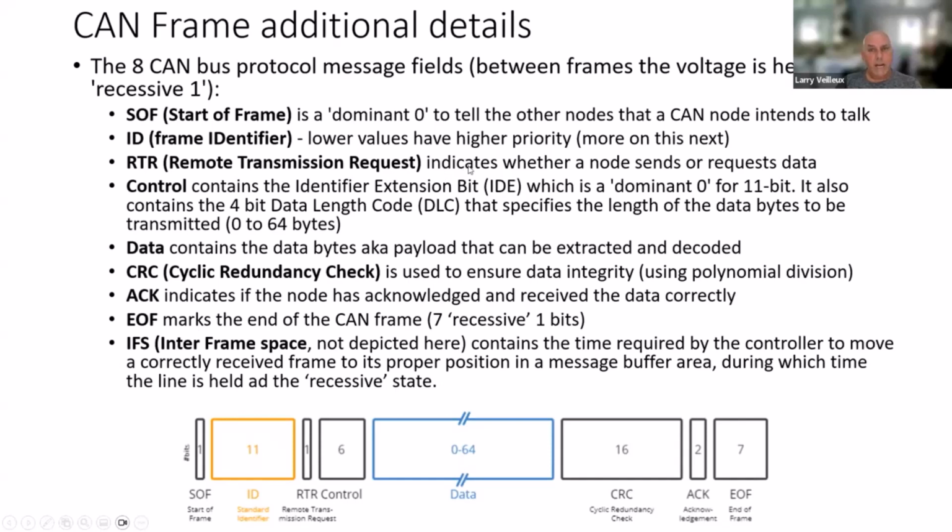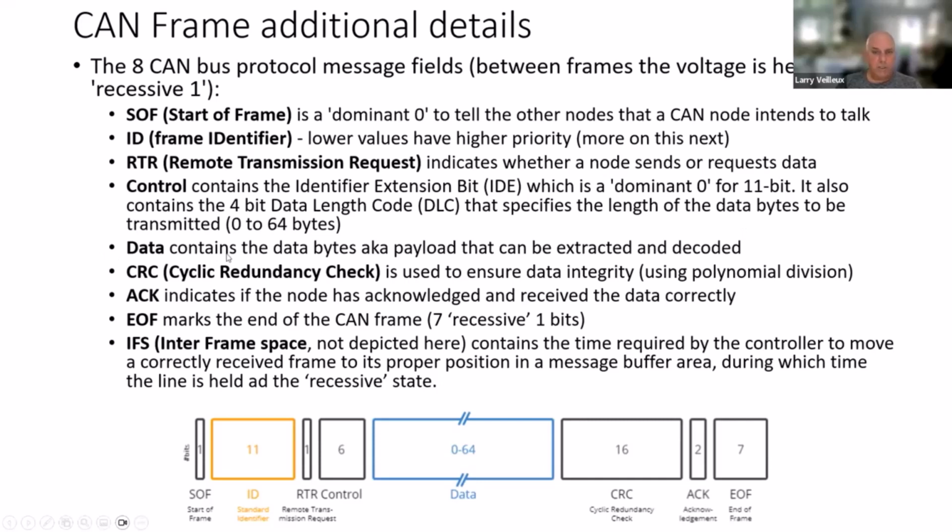There's also a way to request a node to send data, so there's an RTR bit. The control field, I've talked about that. It's broken up into some different bits. There's the IDE bit, which determines if it's an 11-bit ID. As I mentioned before, it could also be a 29-bit ID, where that IDE bit would be a 1 to indicate that. And it also contains the data length code to specify the length of data.